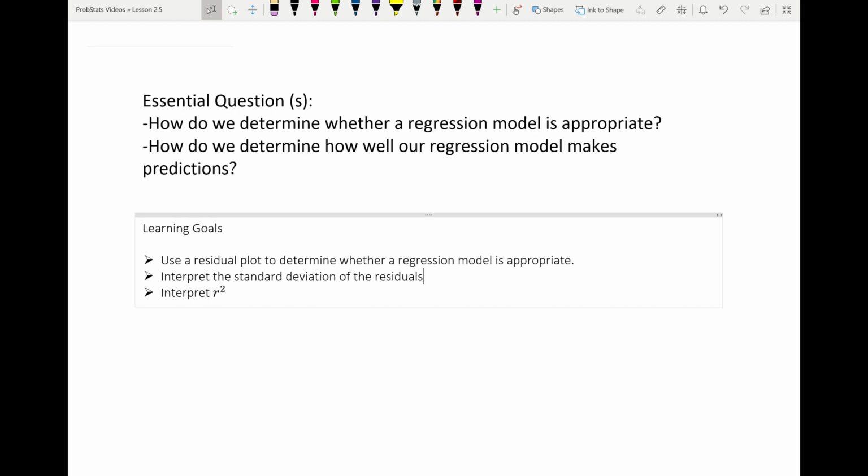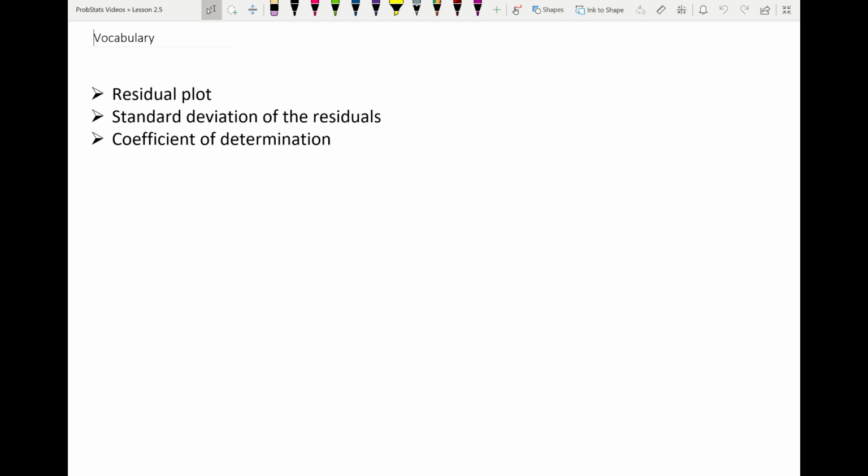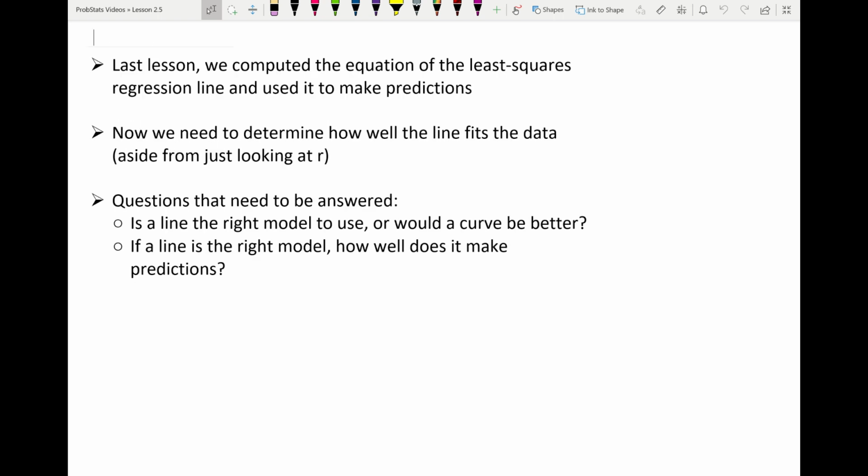So our learning goals are to be able to use residual plots to determine whether a regression model is appropriate, interpreting the standard deviation in the residuals, and interpreting the R-squared value. So we need to know what a residual plot is, what standard deviation of residuals are, and the coefficient of determination.